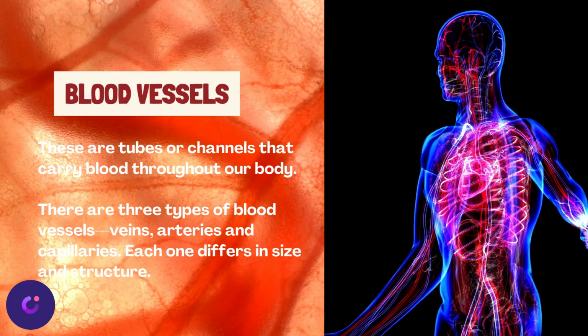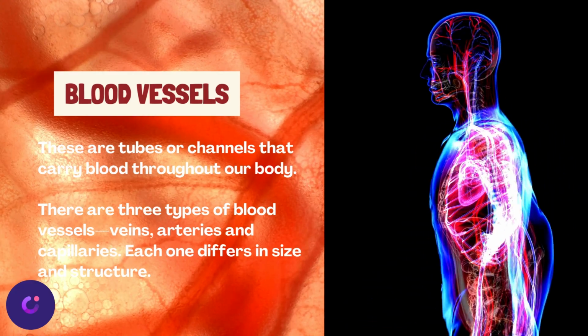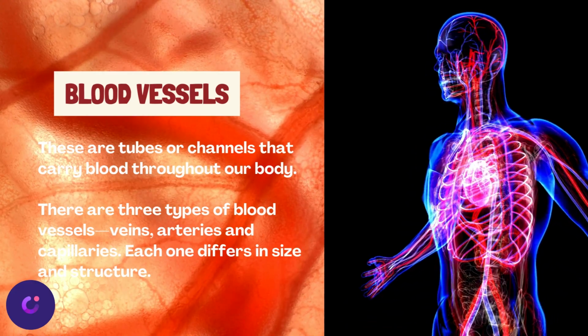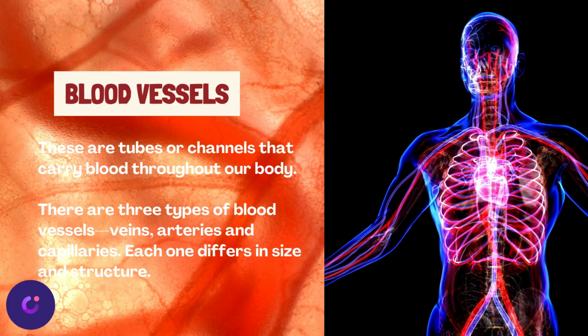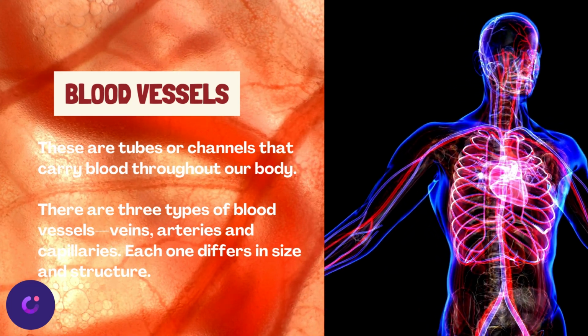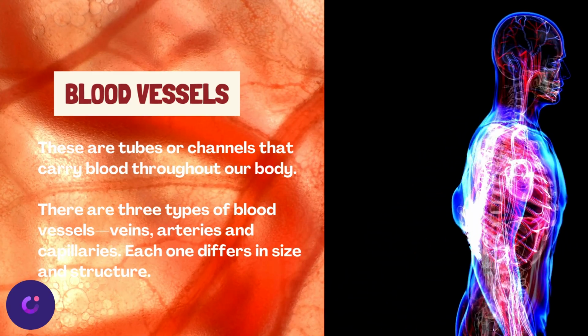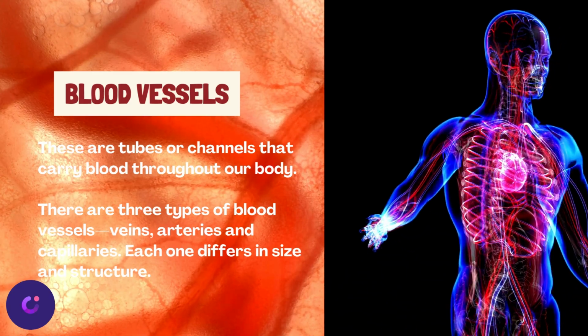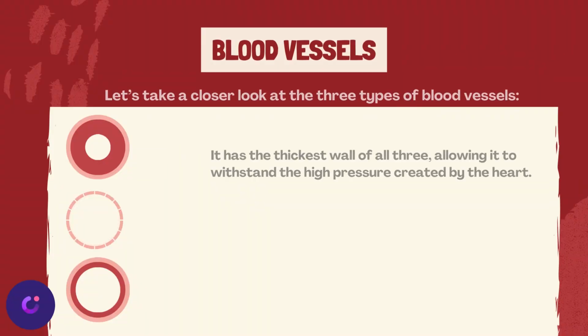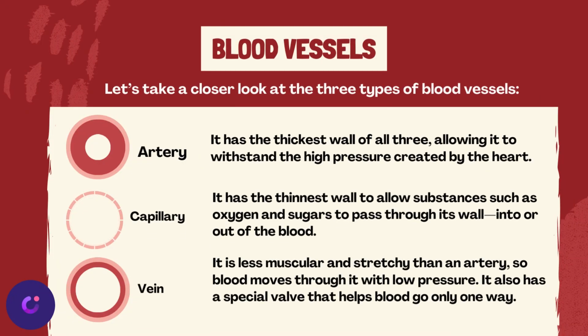Blood vessels. These are tubes or channels that carry blood throughout our body. There are three types of blood vessels: vein, artery, capillaries. Each one differs in size and structure. Artery has the thickest wall of all three, allowing it to withstand the high pressure created by the heart.